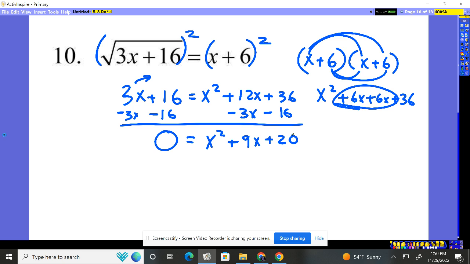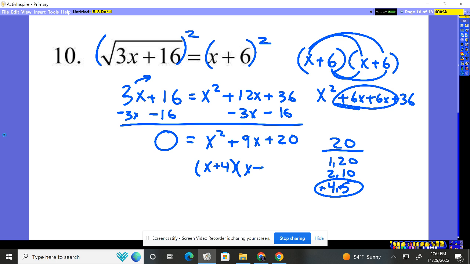Well, what's going to multiply to give you a positive 20, but yet add to give you 9? Well, 1 times 20, 2 times 10, 3 times nothing, 4 times 5. 4 and 5, those multiply together to give us 20, and yet add to give us a 9. And everybody is positive here. So it's an x plus 4 times this x plus 5 equaling 0.